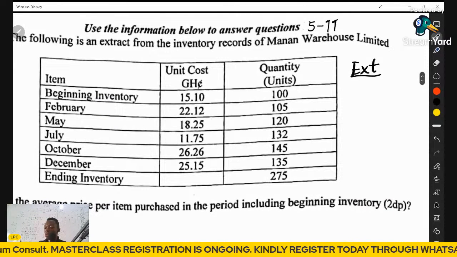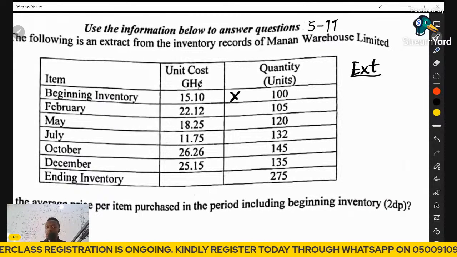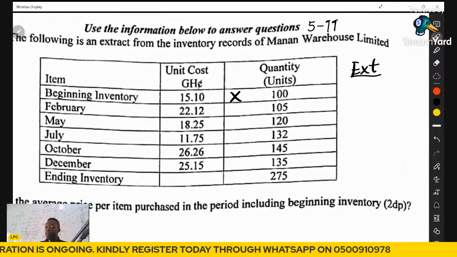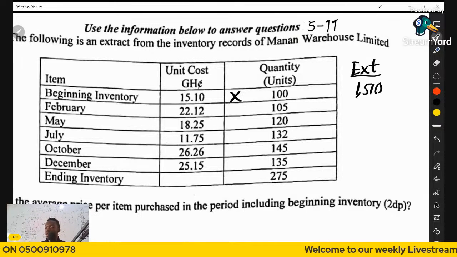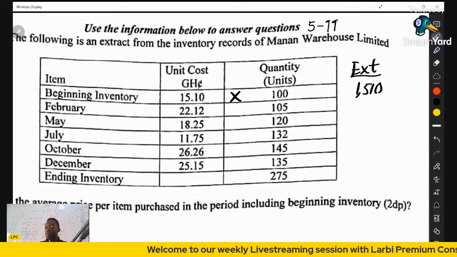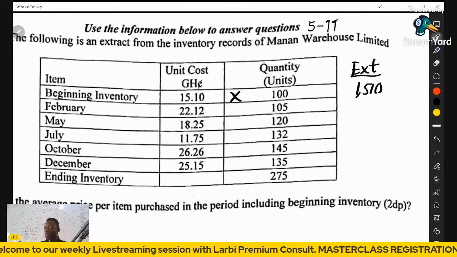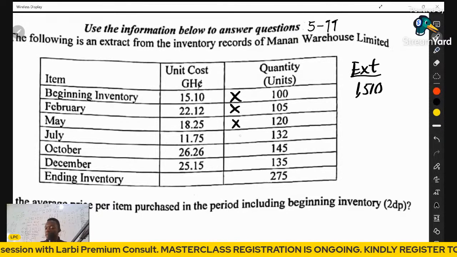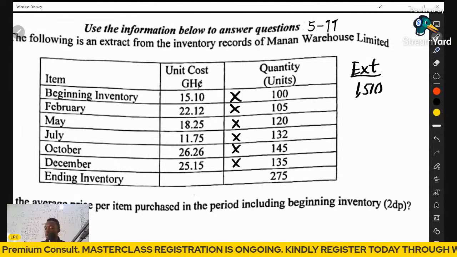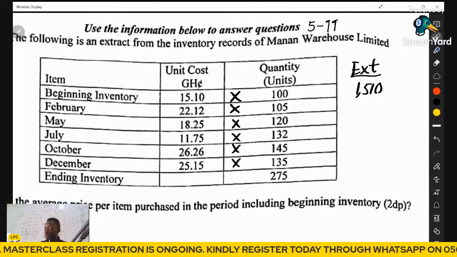So this is what we're going to do. Just bring in a multiplication sign here. So 15.1 multiplying 100, what are we going to get? In my case, I had an extension of 1,510 for the first one. Then February, 22.12 multiplying 105. You can confirm for me and let's see if that is true. Here we are multiplying everything to get the individual extension.